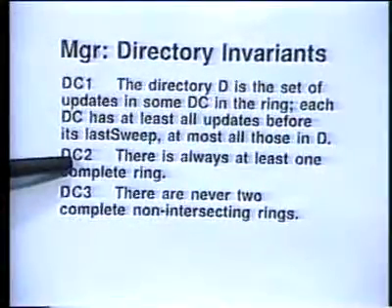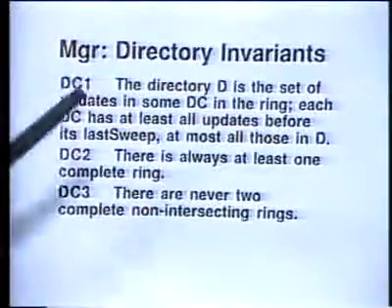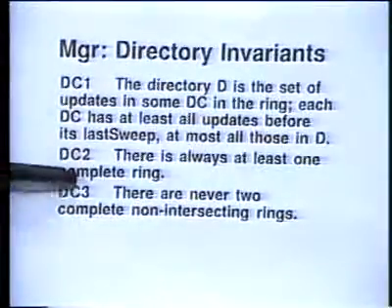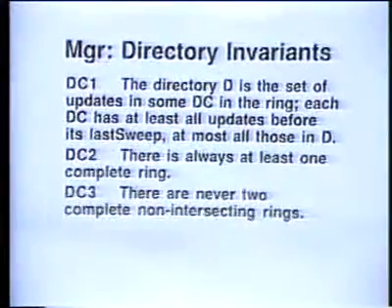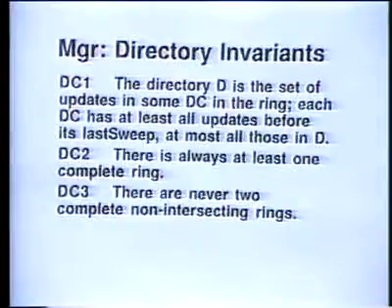The second requirement is that there's always at least one complete ring. If you didn't have that, then you wouldn't be able to do the sweeps at all. So that would be quite serious. And the third requirement is that you mustn't have two complete rings that don't intersect. Because if you did that, then one person would be able to attempt a sweep on one of the rings, and the other person could attempt a sweep on the other ring, and they would never know that they weren't communicating with each other. But they would do updates independently, and it wouldn't be the case that the updates would get spread around to everybody.